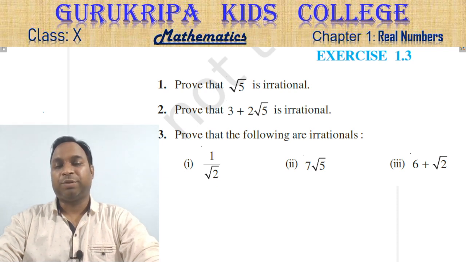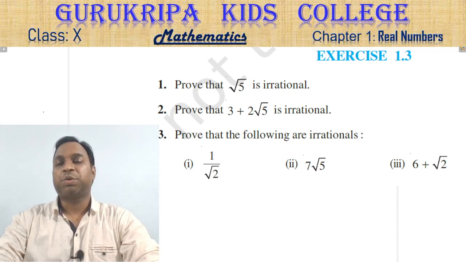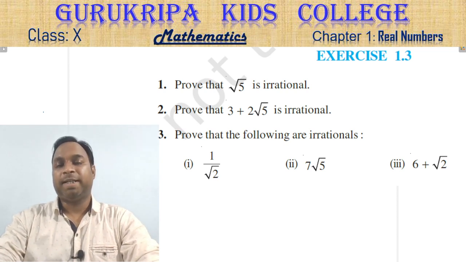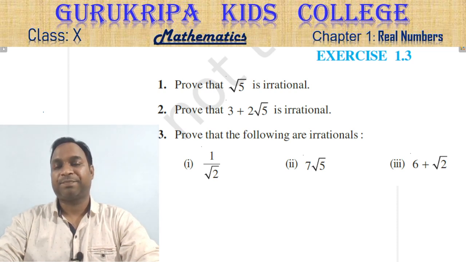So in this video, we will discuss three questions. The questions are there on your screen. These questions are from exercise 1.3 of the NCERT textbook. Question number 1 is prove that square root 5 is irrational. Question number 2 is prove that 3 plus 2 square root 5 is irrational. Question number 3 is prove the following are irrationals: 1 upon square root 2, 7 into square root 5 and 6 plus square root 2.